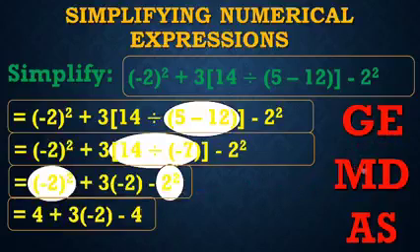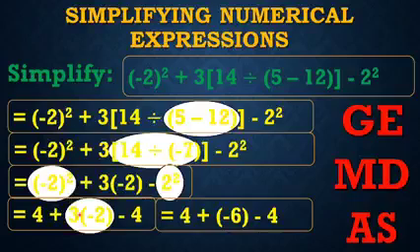Let's now proceed to either multiplication or division. In our new numerical expression, there's no division, but we have multiplication. So we need to work out 3 times negative 2. What is 3 times negative 2? The answer is negative 6. So copy the 4, copy the negative 4. 3 times negative 2 is equal to negative 6. So we're now done on multiplication or division.